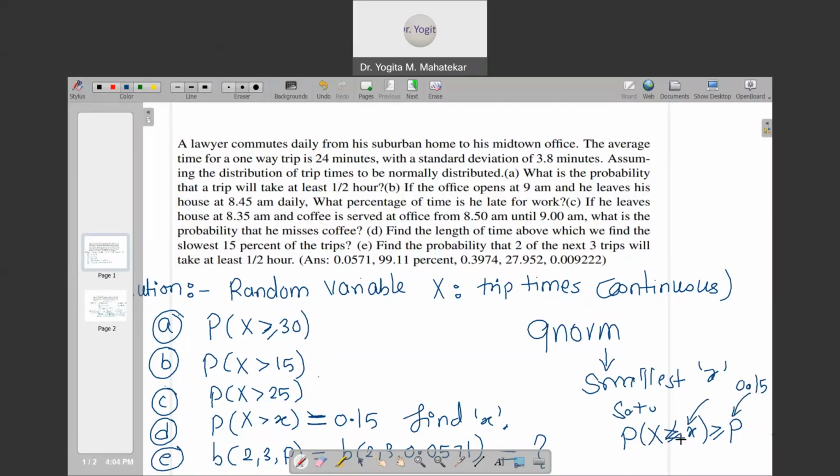There is a small correction over here. It will give you the probability that capital X is less equal small x, for which that probability is greater equal your probability value 0.15. But I want the length of the time above which you will get the slowest 15% of the trips. But the qnorm function will give you the small x value for which the probability that capital X is less than or equal to small x statement is true. So what we will do is we will convert this D part statement into a form so that we can apply the qnorm command like this. So it will give you 1 minus probability.